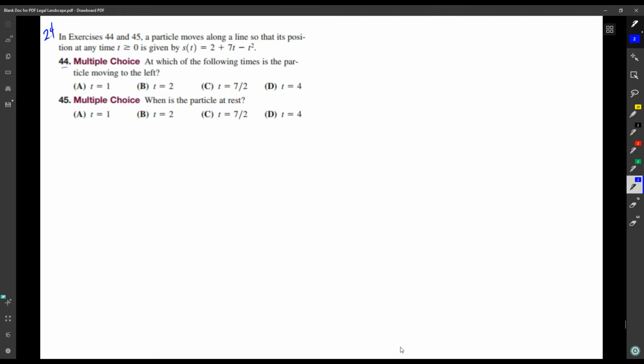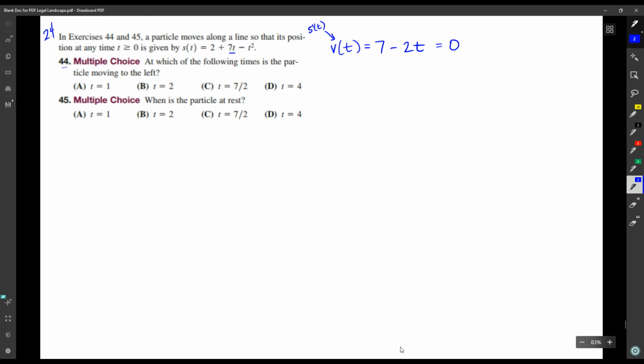So let's first figure out when the particle might be changing direction so that we know which intervals we want to test for moving left or right. So we want to find the velocity function, and we know that the velocity function is the first derivative of position. I'm going to write that that's the same as s prime of t. So by the power rule, the derivative of 2 is 0, the derivative of 7t is 7, then the derivative of negative t squared is minus 2t.